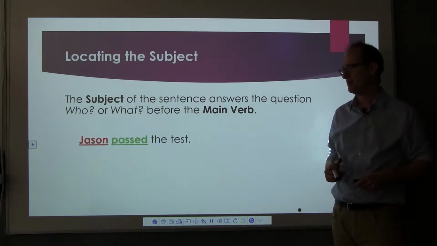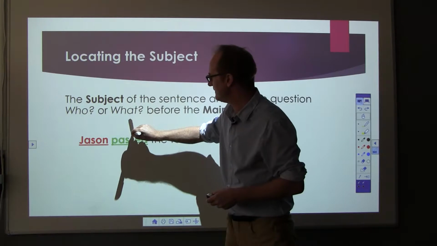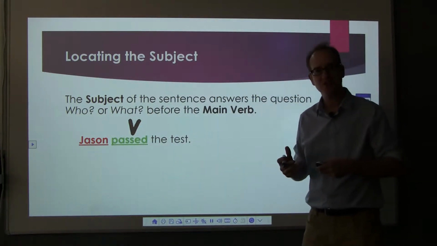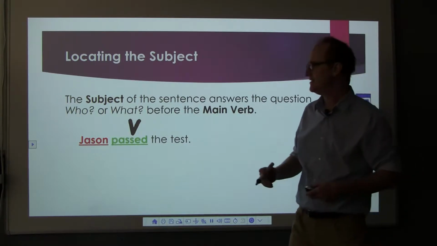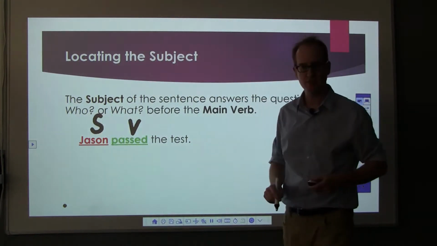Let's look at an example. Jason passed the test. We've identified the main verb as passed. So we ask ourselves, who passed or what passed? In this case, it's who passed. Jason passed. That's our subject.